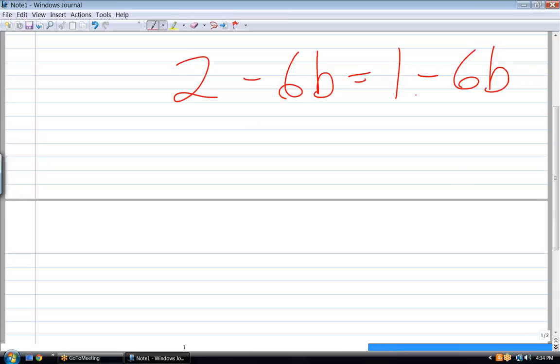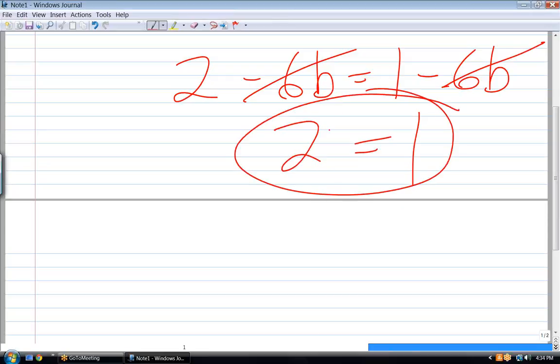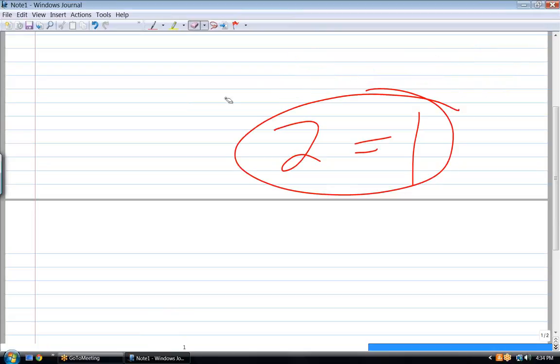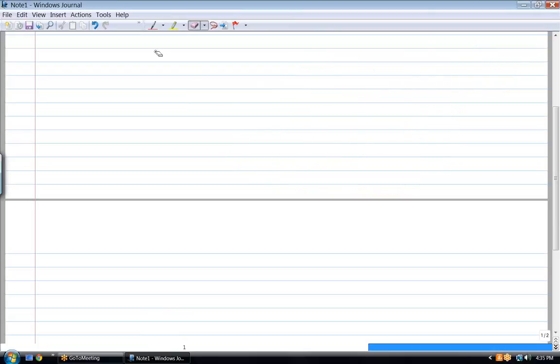Notice that if I add 6b to both sides, I get 2 equals 1. Whenever you end up with that, that means no solution. Or a number equal to 0 or anything like that. Okay, you want to go through some problems? Yeah. Go ahead and read them.